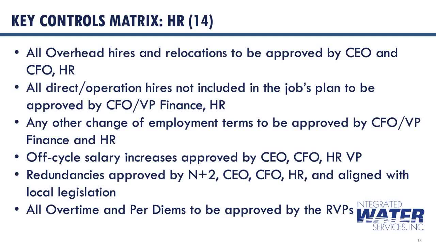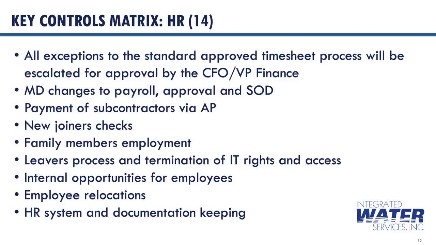HR, along with the CEO and CFO, approve salary increases outside the regular cycle, guided by current salary benchmarks. The CEO, CFO, and HR approve any redundancy and severance expenses, ensuring compliance with local laws. Regional vice presidents must approve all overtime, travel time, and per diems. We continue with the HR-related controls.